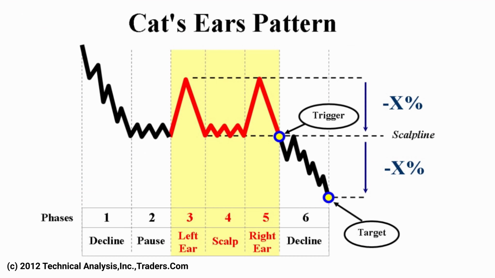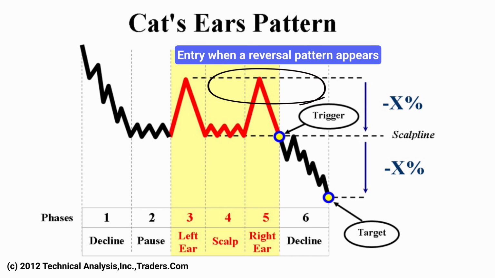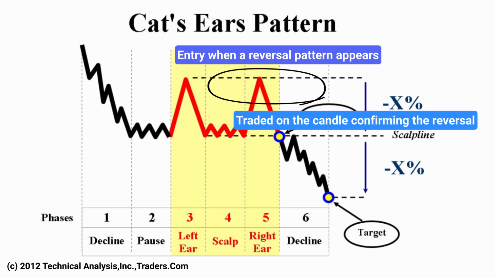Incidentally, there is an aggressive way to trade the cat's ears, and that is to preempt or short circuit the right ear as an anticipatory cat's ears pattern, entering around the top region of the left ear when a reversal pattern appears around the same region of the anticipated right ear. The pattern, which could be a candlestick reversal or a gap, must be traded on the candle confirming the reversal, keeping the top of the cat's ears as the stop loss and a target equal to the move to the scalp line plus the projection as described earlier.